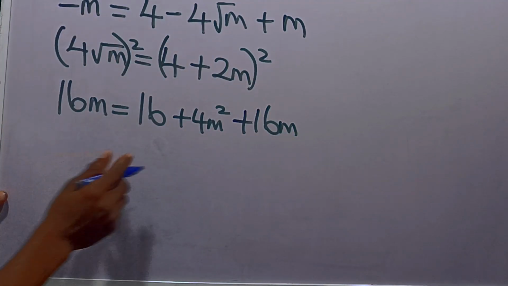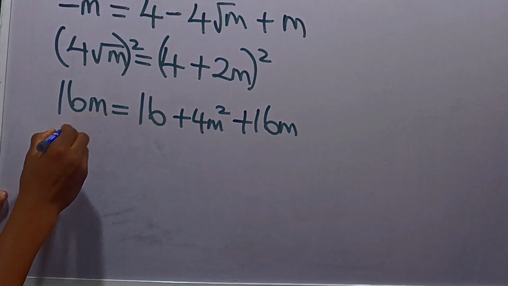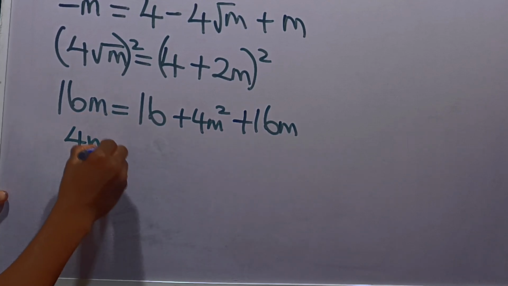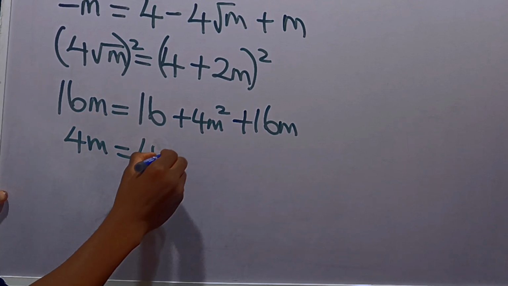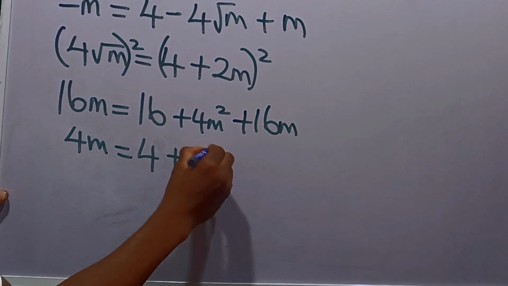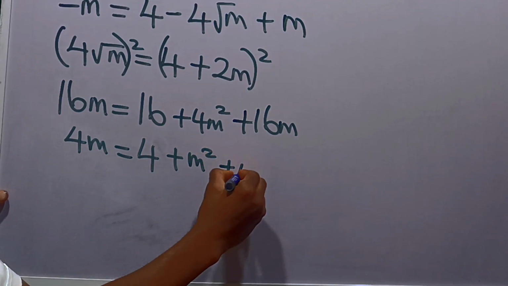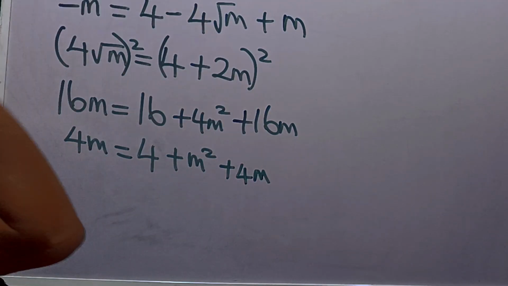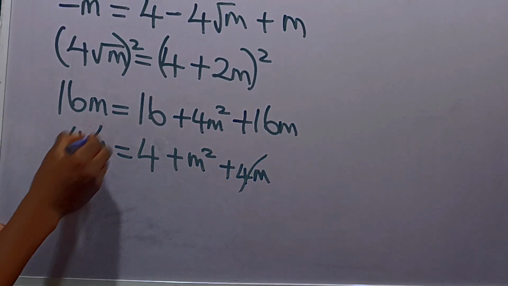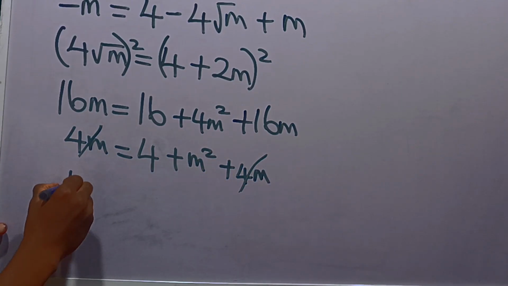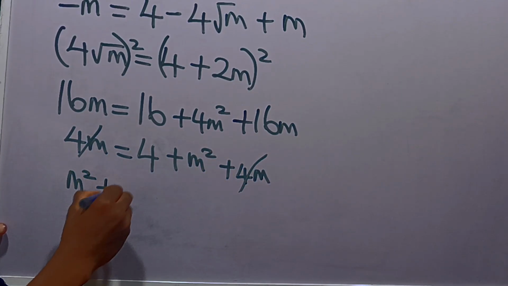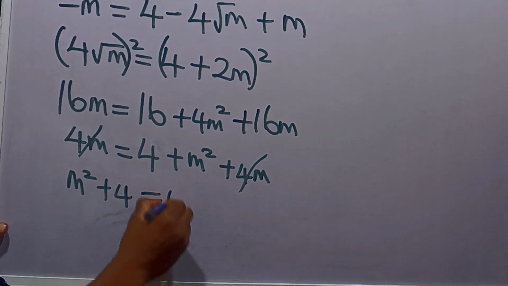Now we can go ahead and divide each term here by 4. So we have that this is 4m to be equal to 4 plus m squared plus 4m. Okay. Now we can cancel 4m and 4m on both sides, so that we're left with m squared plus 4 to be equal to 0.